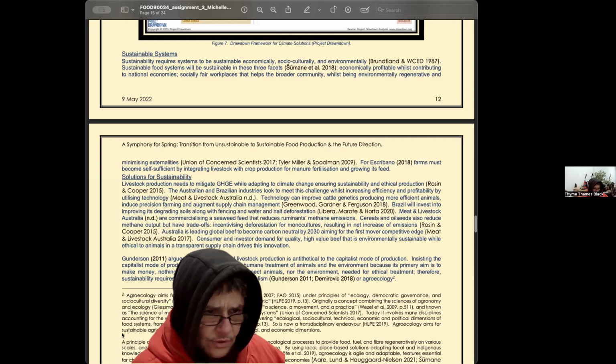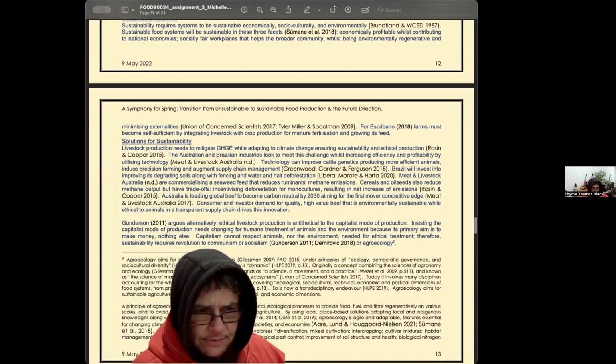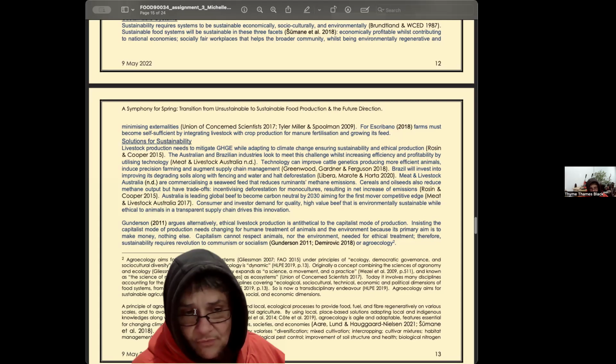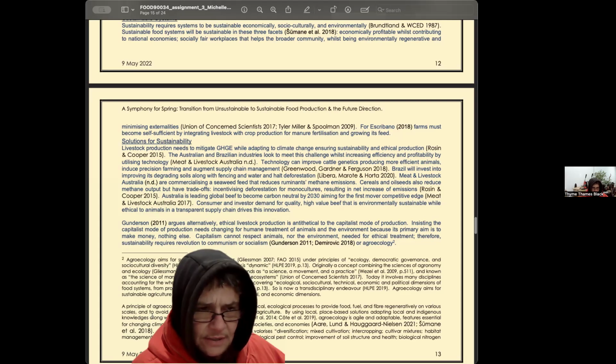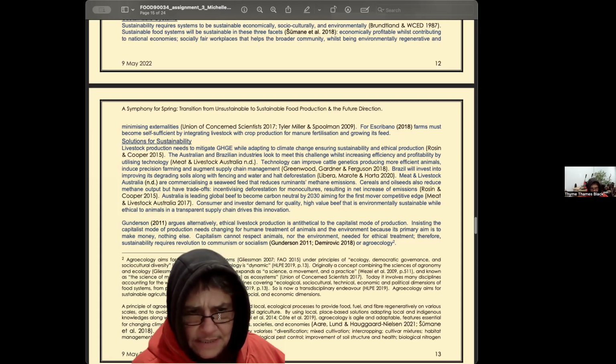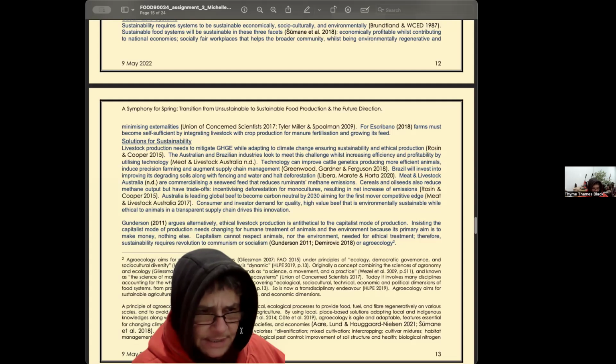Agroecology aims for sustainable agriculture that includes the environmental, social, and economic dimensions. A principle of ecological farming is to use natural and local ecological processes to provide food, fiber, and fuel regeneratively on various scales and to avoid the negative externalities of industrial agriculture by using local place-based solutions, adapting local and indigenous knowledges along with Western science.